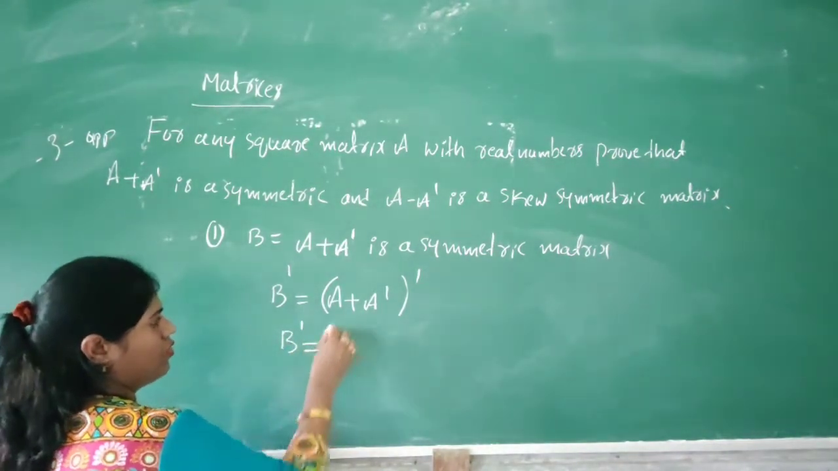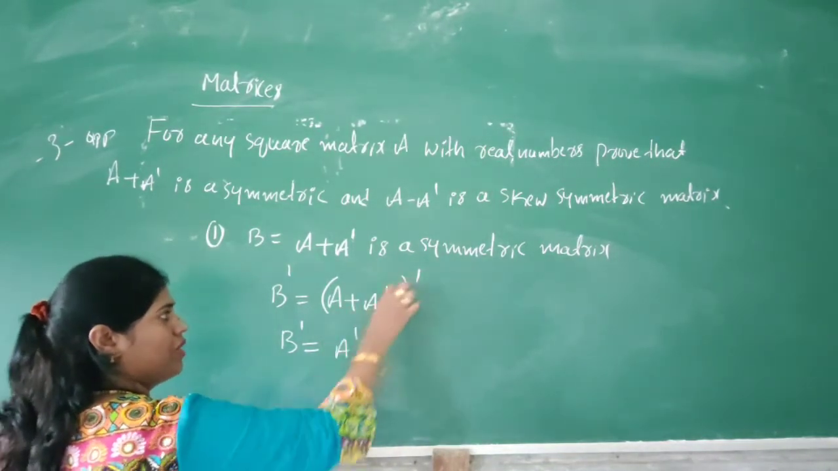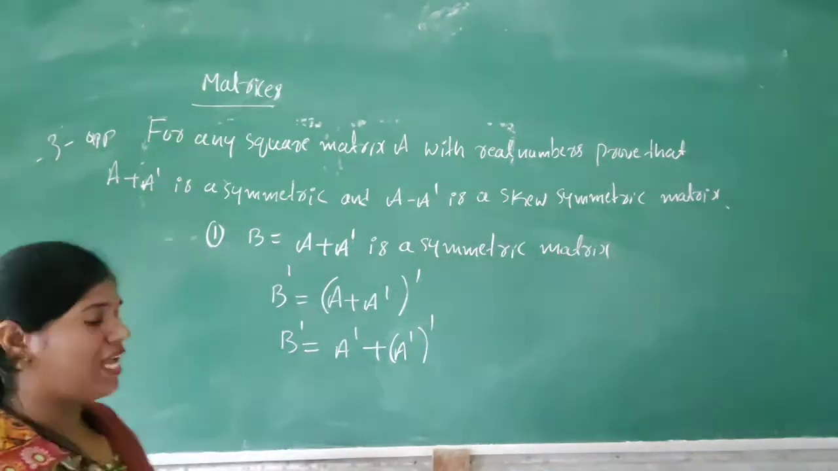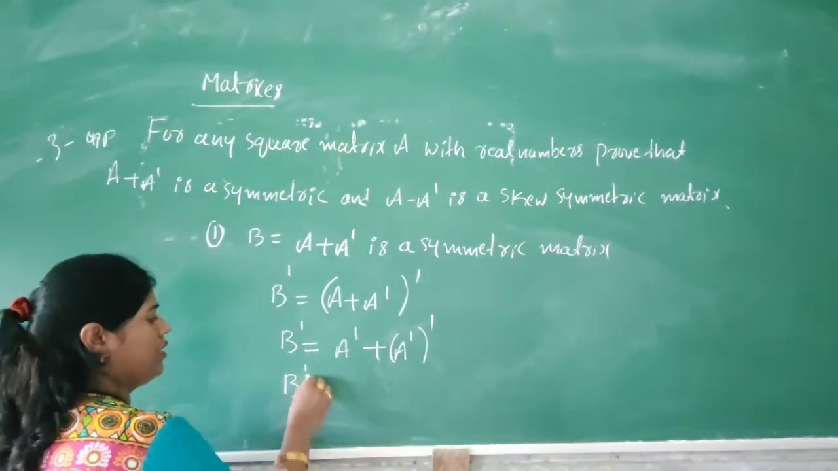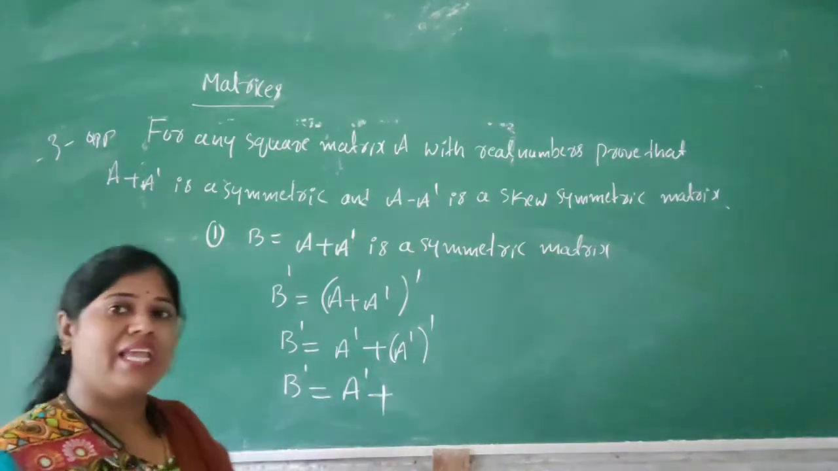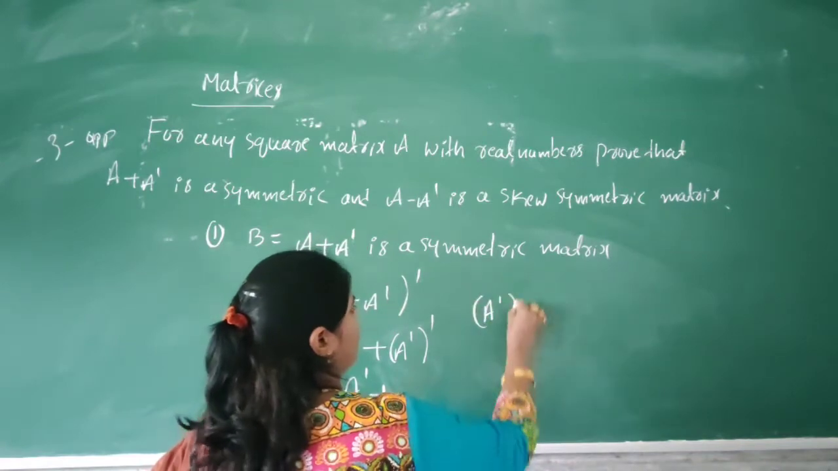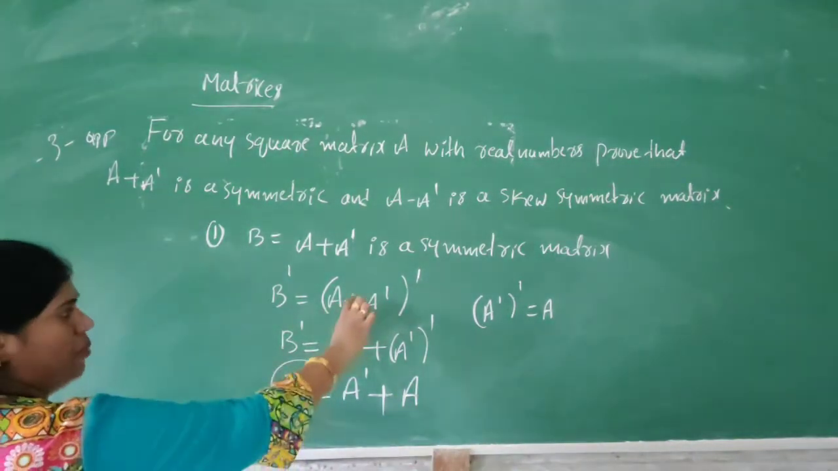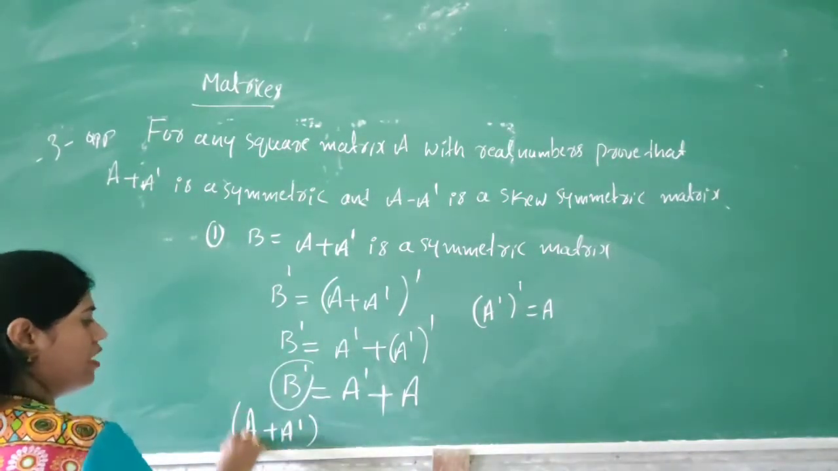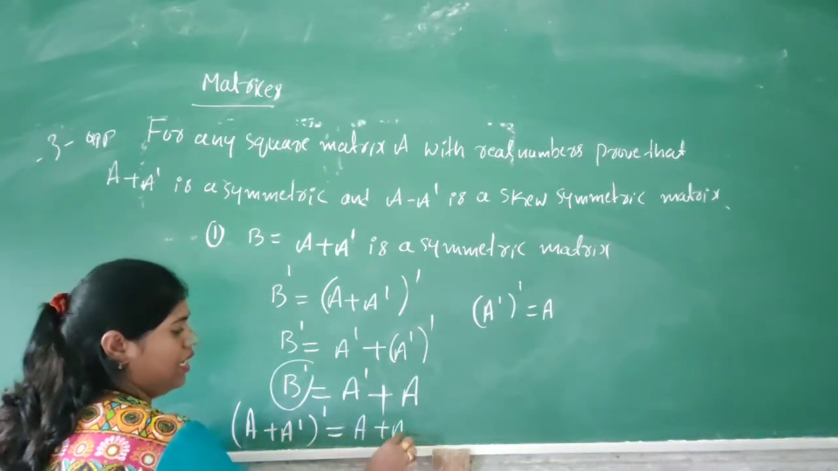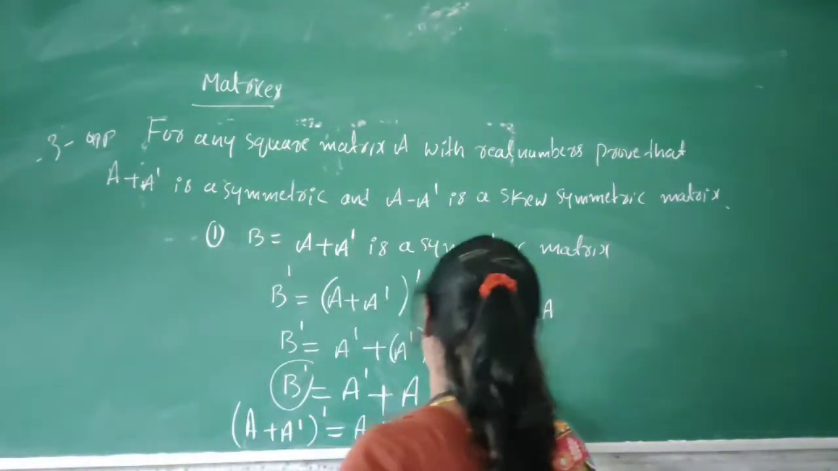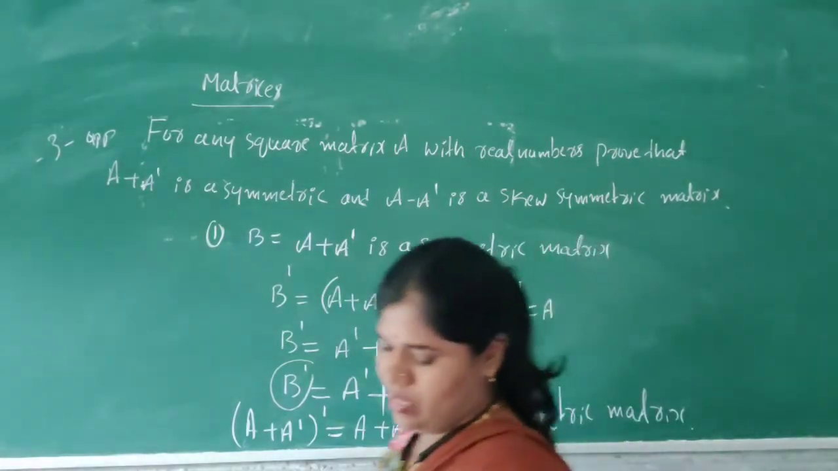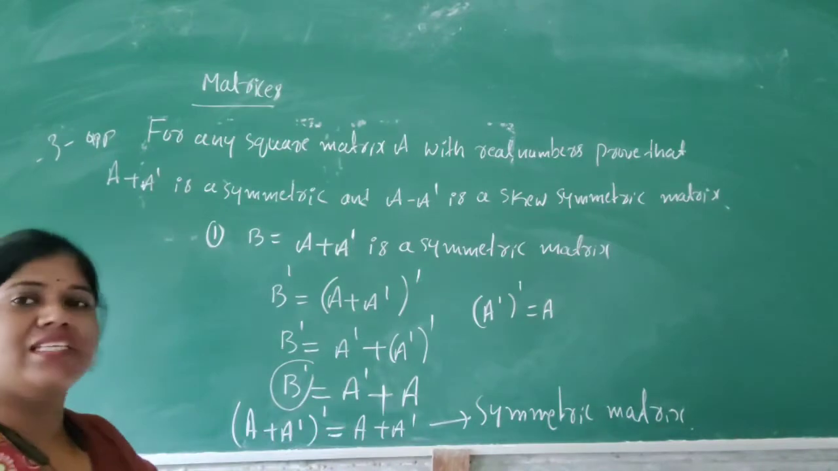So B complement is equal to A complement plus A complement of complement. What is the complement of a complement? The complement of a complement is equal to A. So A complement of complement is equal to A. So what is B dash? B complement is equal to A plus A complement of complement. It is equal to A plus A complement. This one is a symmetric matrix. Okay, this A plus A dash is a symmetric matrix.